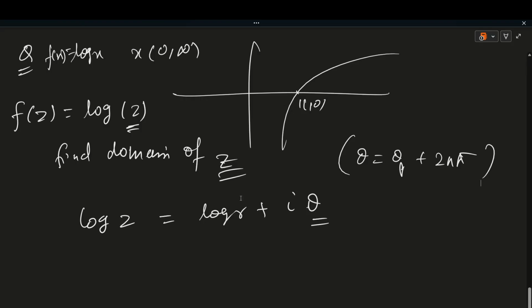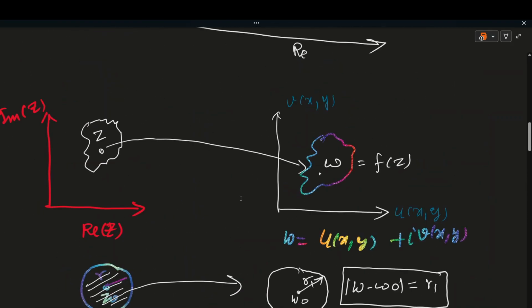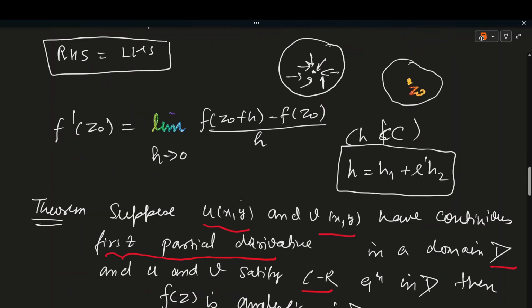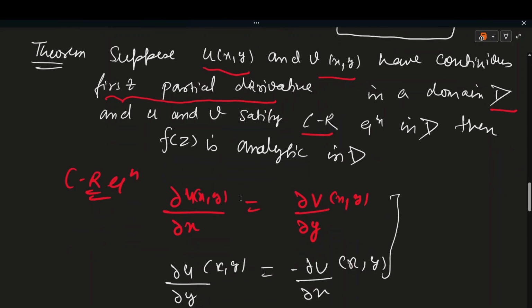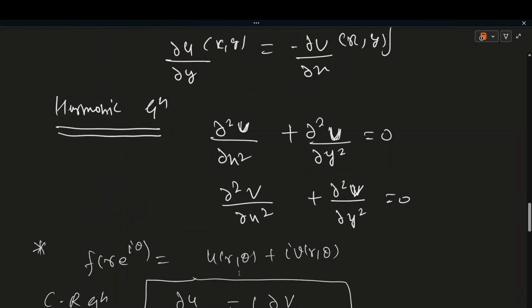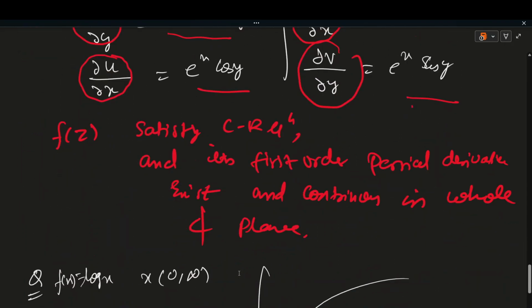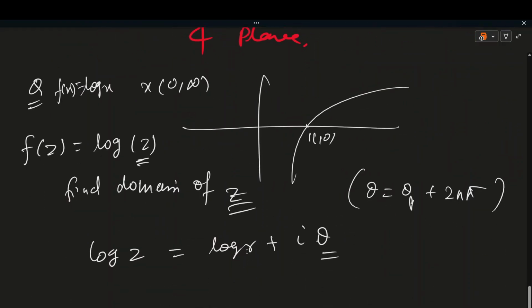So for today, we learned the introduction to complex numbers, how we can think about the limit, and the theorem for an analytic function f(z). Analytic means we can find the limit, continuity and differentiability at each and every point. We also covered what the harmonic equation is and what the CR equation is, and finding the domain. We will discuss this in our next class.